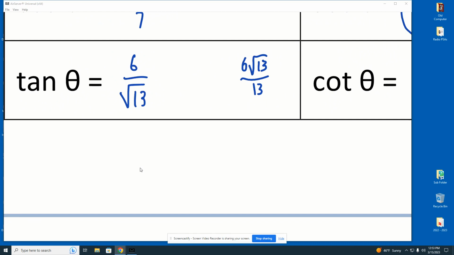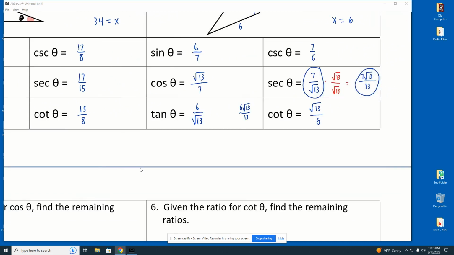Wait, what do you do? Sine is the opposite over the hypotenuse. Look out for the rest, you can figure it out. Well, those four, you're gonna need math.